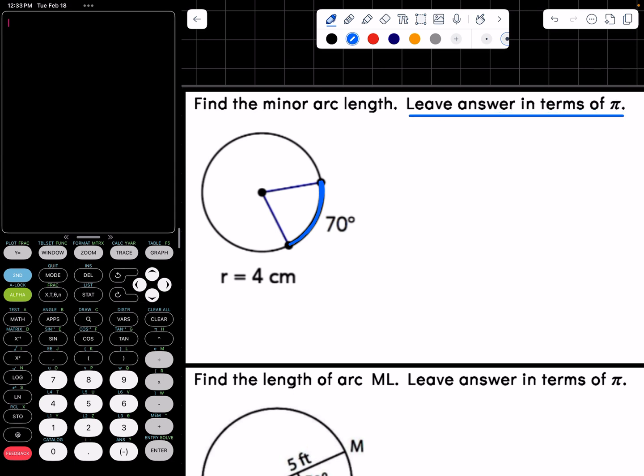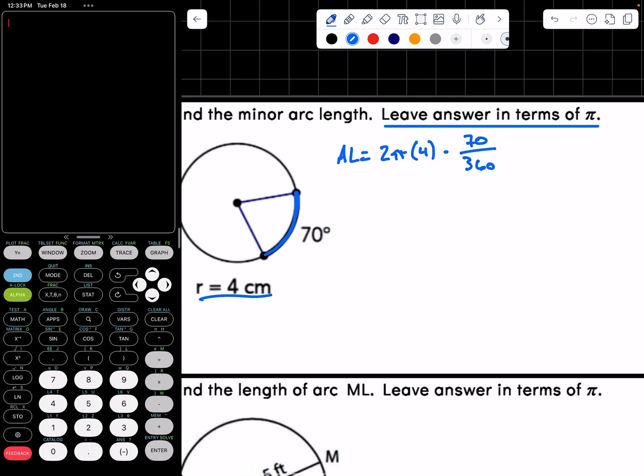So, a couple different ways to think about it. Remember, we have our arc length formula and we have our proportion. I'm going to go ahead and show you both on this one. So we have first arc length equals 2 pi, our radius is 4. So 2 pi times 4 times my central angle, which is 70 over 360. So that is our formula.